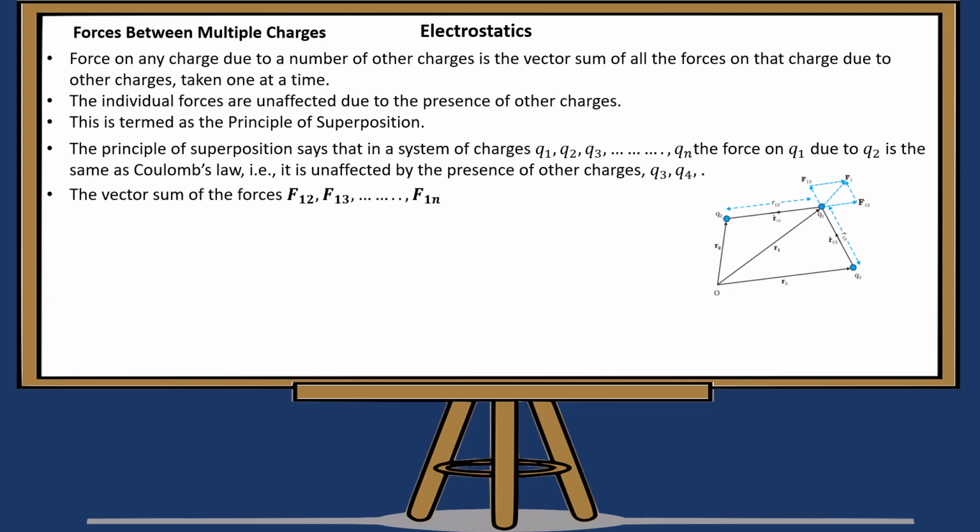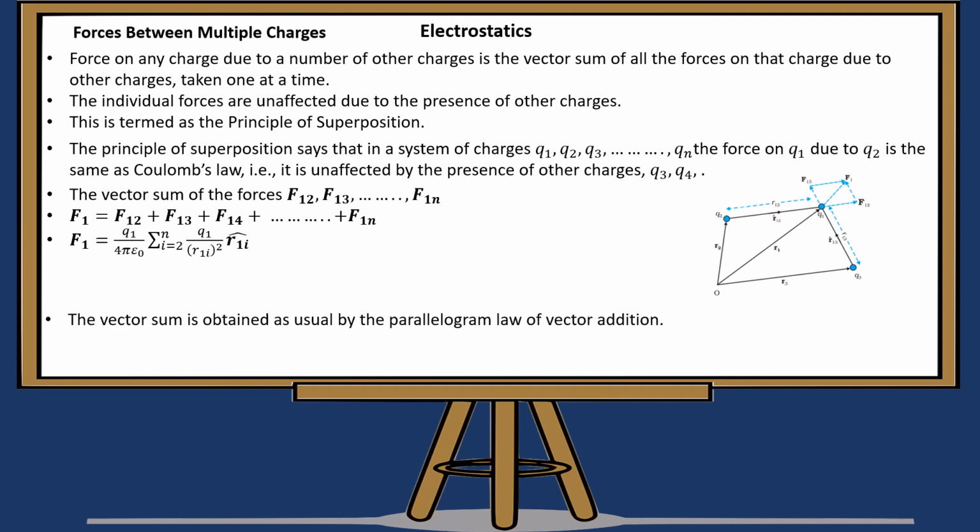Mathematically, the vector sum of the forces F12, F13, F1n can be expressed as F1 is equal to F12 plus F13 plus F14 plus etc. up to F1n. F1 is equal to Q1 by 4 pi epsilon 0 sigma i equal to 2 to n Q_i divided by R1i the whole square R1i cap. So if you put the values for i from 2 to n, you will get these forces. The vector sum is obtained as usual by the parallelogram law of vector addition.